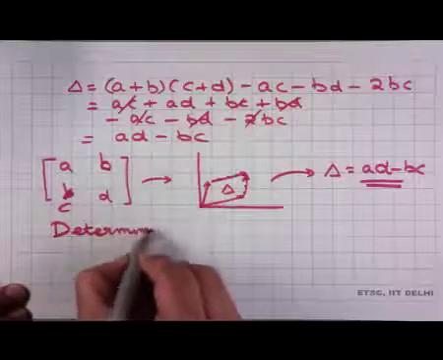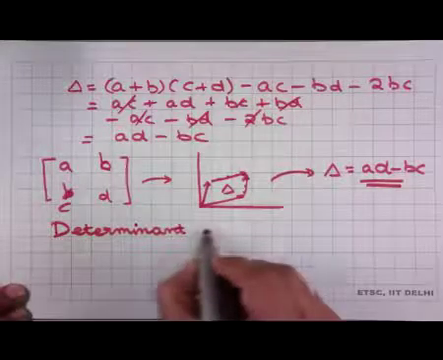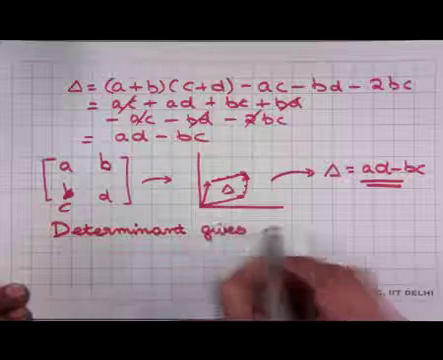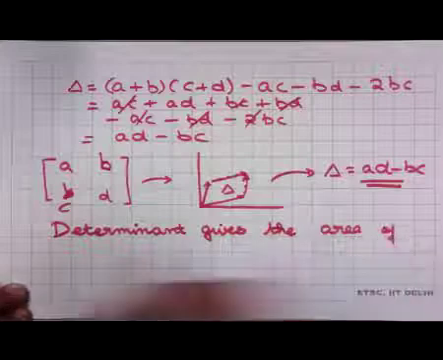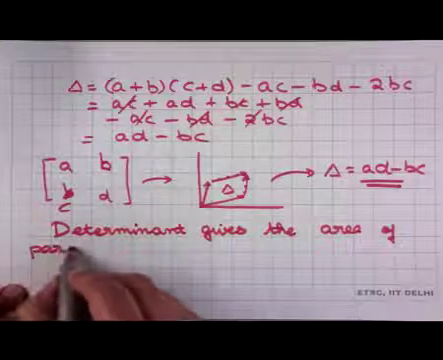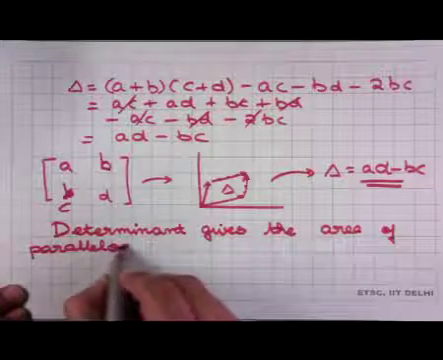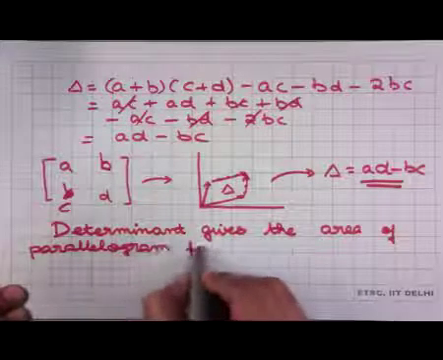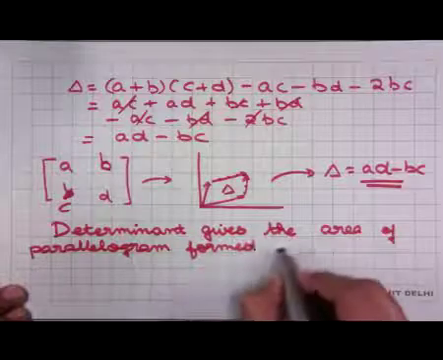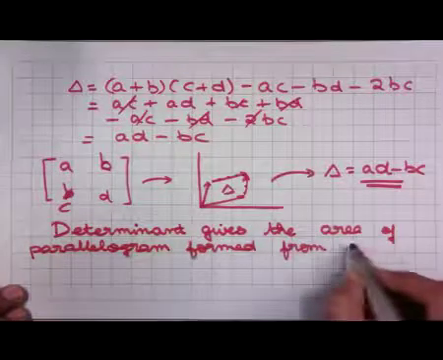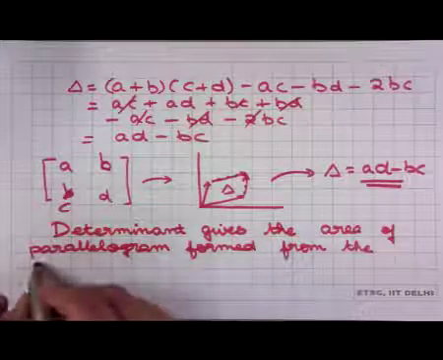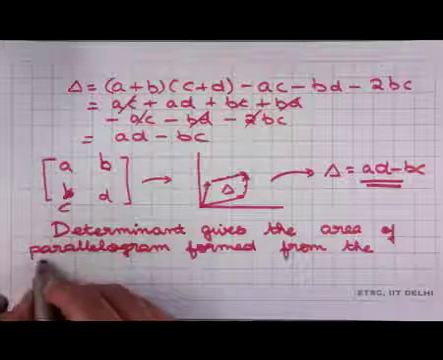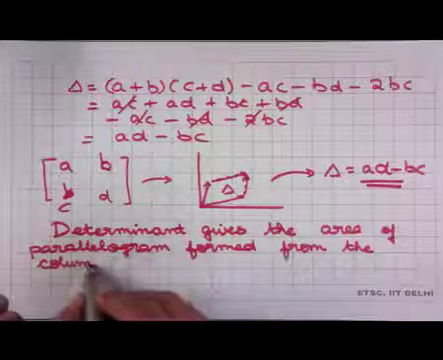So, to summarize this, I will just write down that a determinant gives the area of a parallelogram formed from the vectors, from the columns of a matrix.